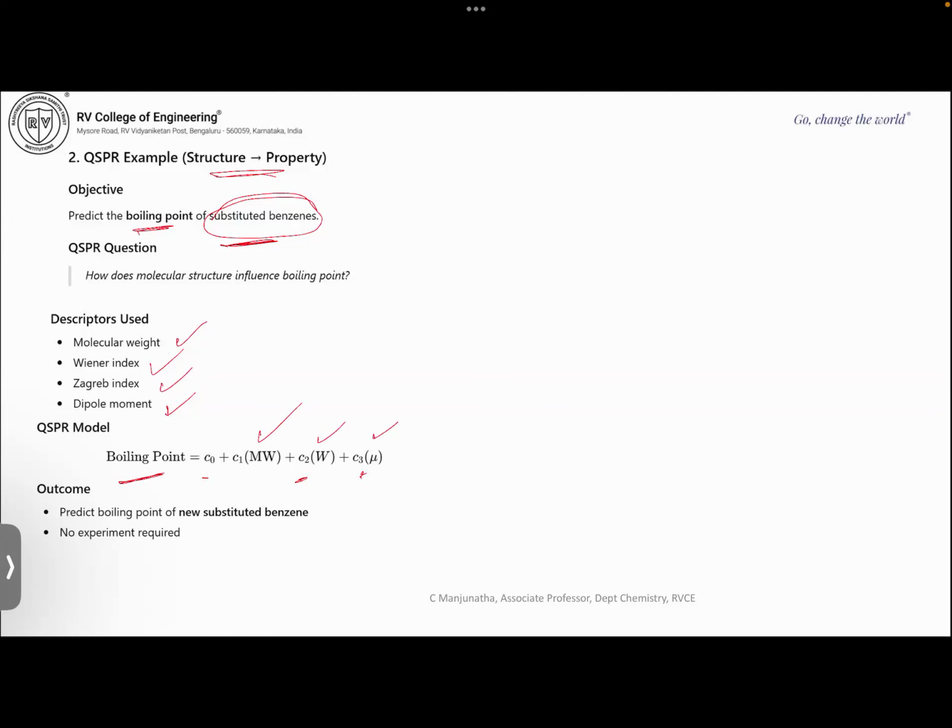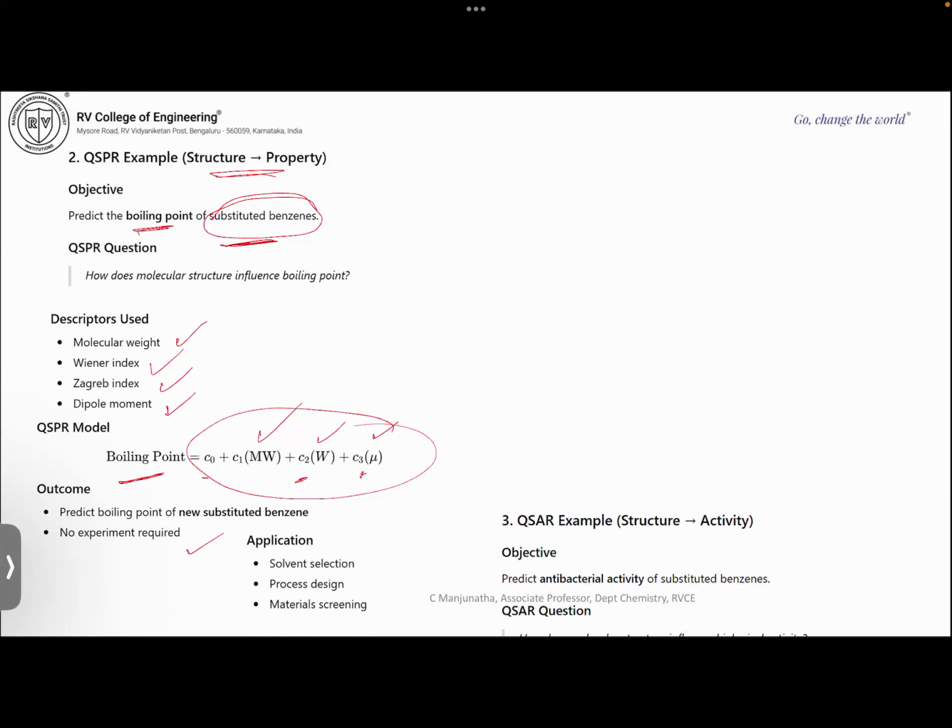So this is the formula used, and these are the descriptors. This is the input for that model. The outcome is that it predicts the boiling point of new substituted benzene, so no experiment is required. The boiling point of the substituted benzene can be understood by using this QSPR model. So it's used for solvent selection, process design, and materials screening.